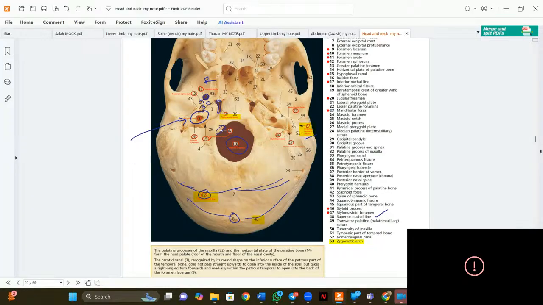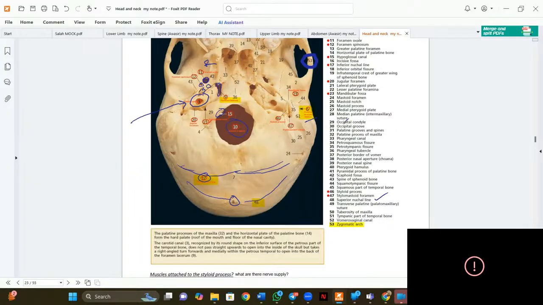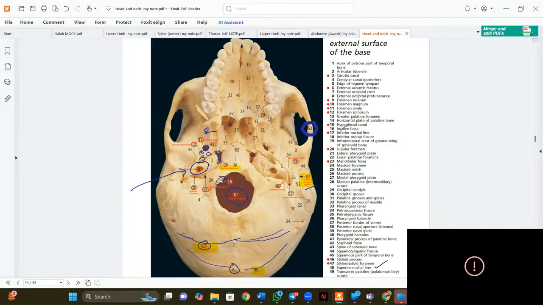One second, again we can see from here. What is 16? Incisive fossa. Then what is 53? The zygomatic arch, maybe. 53 zygomatic arch. Then come to this 37. Posterior border of the vomer. Okay, not important.